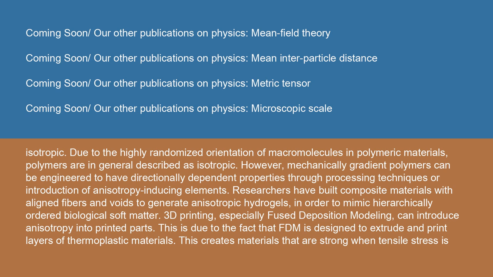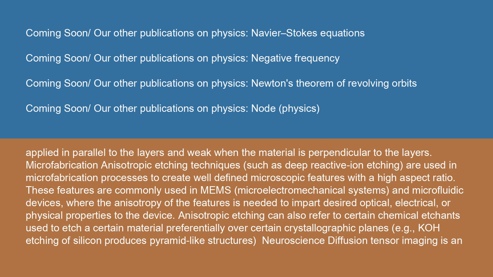Researchers have built composite materials with aligned fibers and voids to generate anisotropic hydrogels in order to mimic hierarchically ordered biological soft matter. 3D printing, especially fused deposition modeling, can introduce anisotropy into printed parts. This is due to the fact that FDM is designed to extrude and print layers of thermoplastic materials. This creates materials that are strong when tensile stress is applied in parallel to the layers and weak when the stress is perpendicular to the layers.